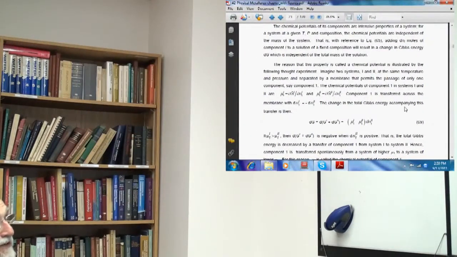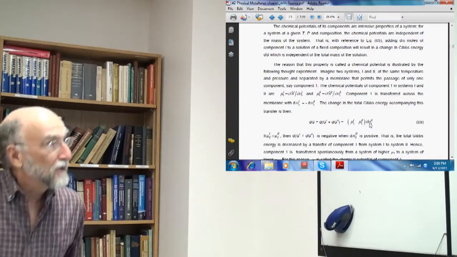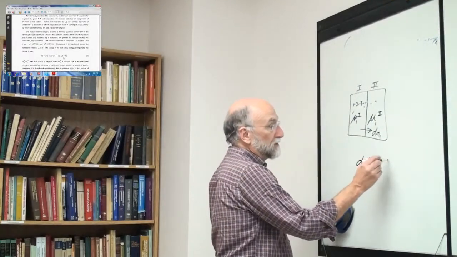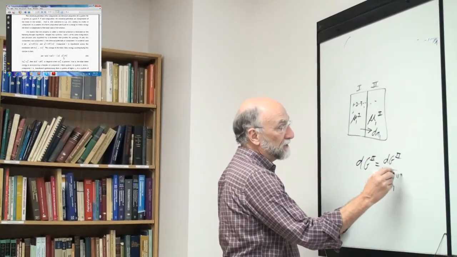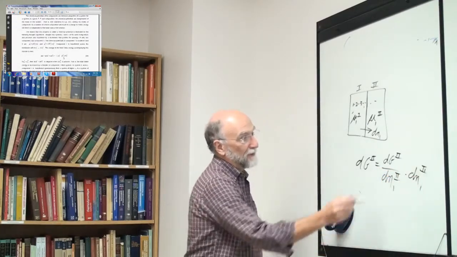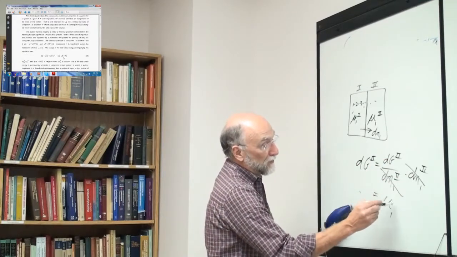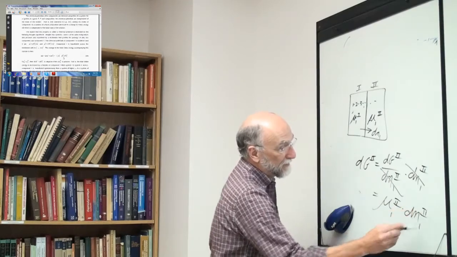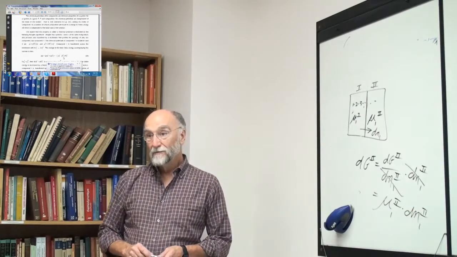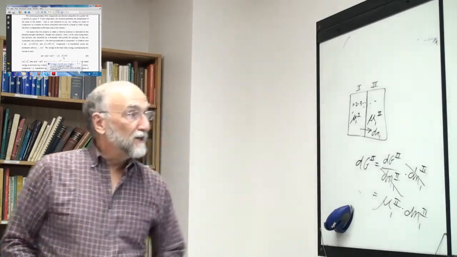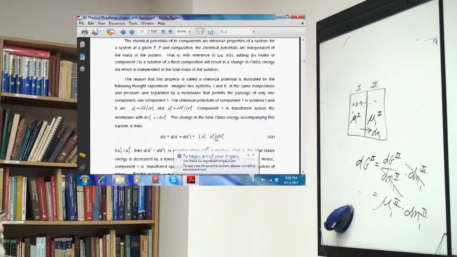The total Gibbs energy change will be dG of compartment 1 plus dG of compartment 2. The Gibbs energy change of compartment 1 is mu1 in compartment 1 times dN1 in compartment 1. The Gibbs energy change of compartment 2 is mu1 in compartment 2 times dN1 in compartment 2, which is minus dN1 in compartment 1.